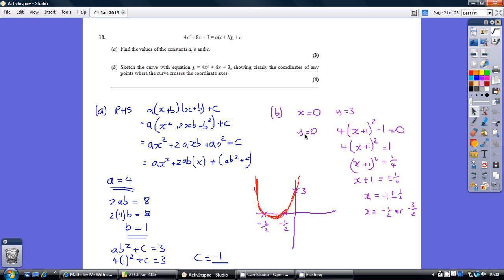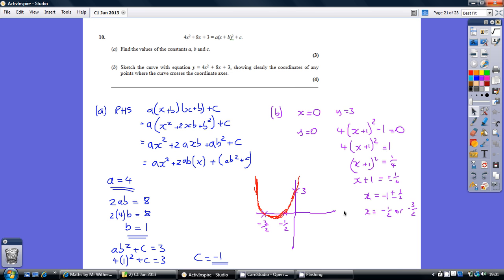Now what about when y equals 0? I've looked at the right hand side here, so we're saying this equals 0. Take the 1 across, divide by 4, square root, giving us the two solutions. The square root of a quarter is plus or minus a half. Take away 1 from both sides, that gives us these two solutions.